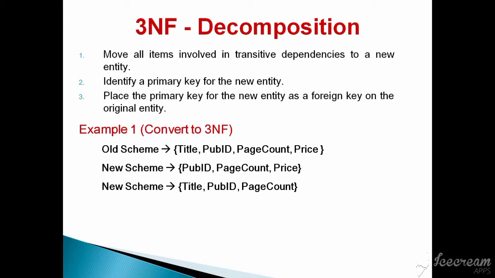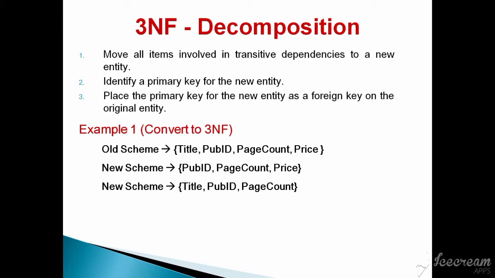Those items are the transitive dependency. For this, first we identify a primary key for the new entity. Second, place this primary key of the new entity as a foreign key on the original entity. Here the example is shown. In the old scheme table, the attributes are title, publication ID, page count, and price. Here a transitive dependency occurs, so we convert this table into another table.